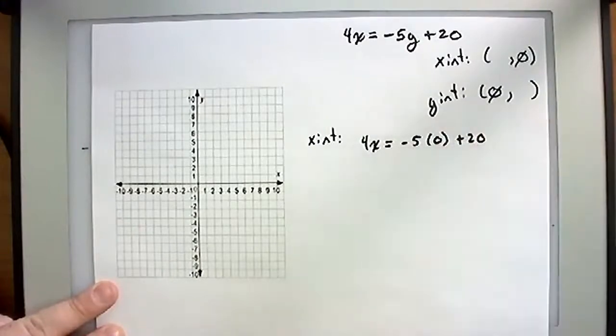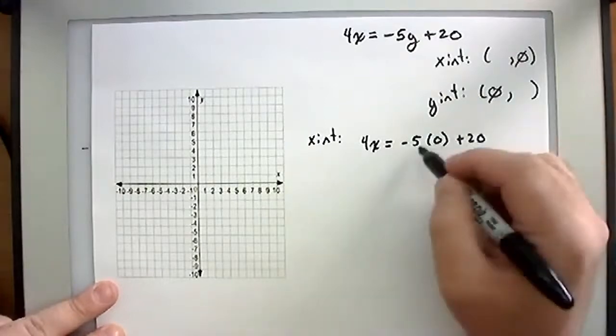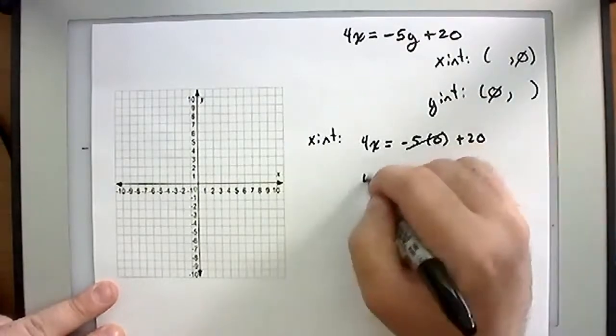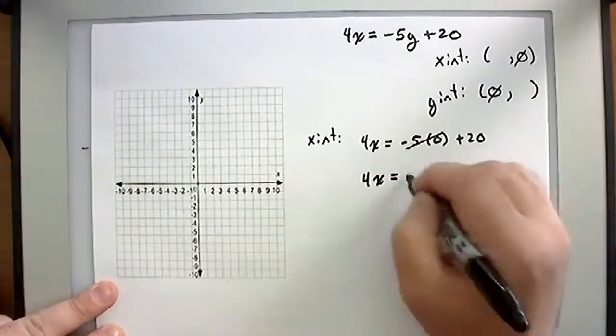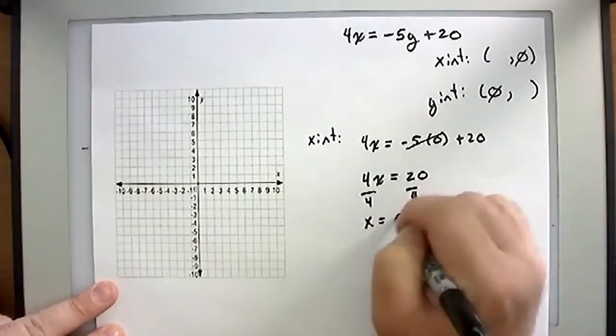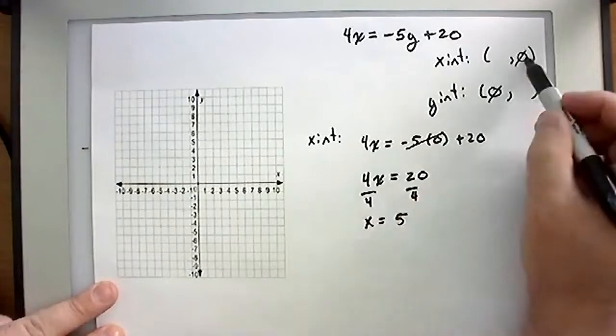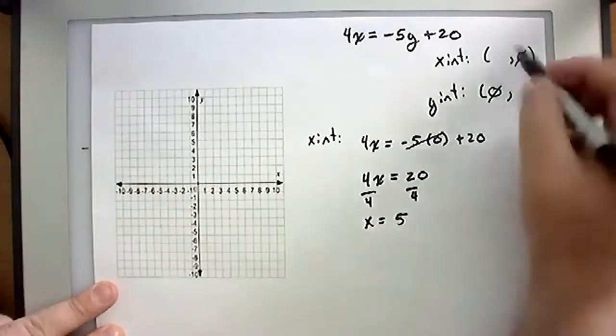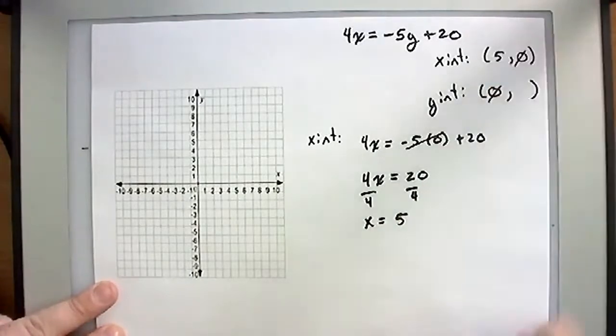We'll have to do a little solving. That's why we went through the solving unit, right? So -5 times 0 is 0. So we'll have 4x equals 20. Divide by 4, and x equals 5. So when we plugged in 0 for y, we found that the x was 5. Now we have one of our points.